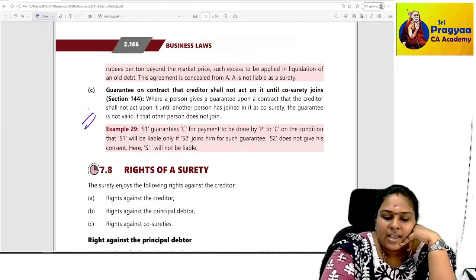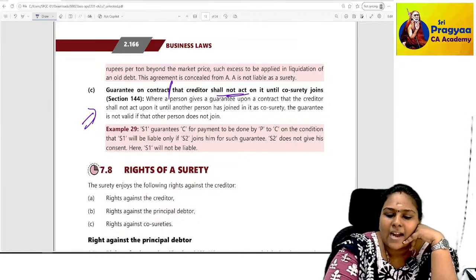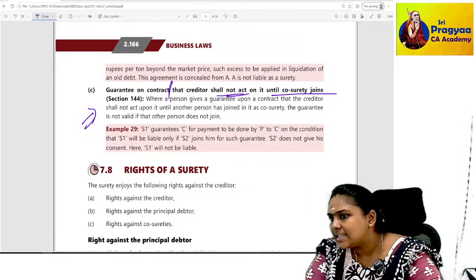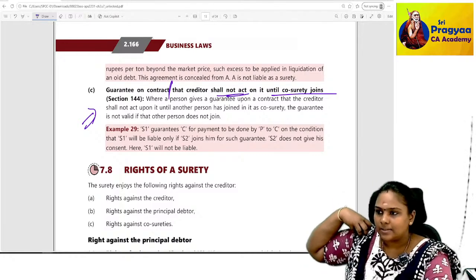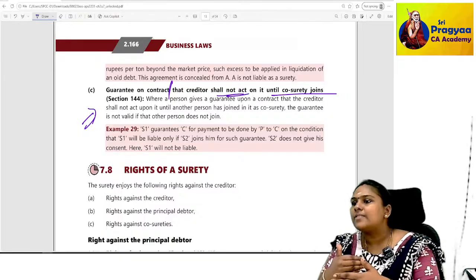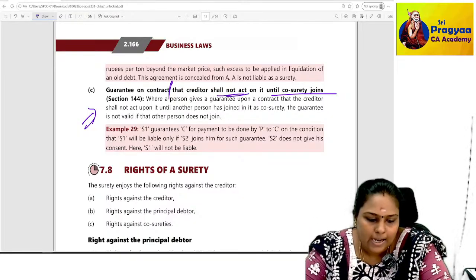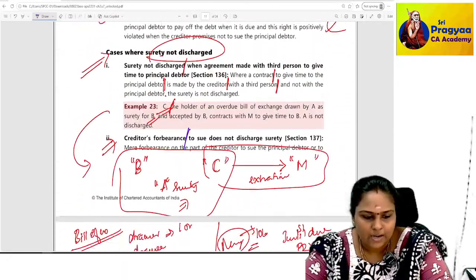Last one, guarantee on a contract that the creditor shall not act upon it until a co-surety joins. This point we have also already seen, which means what? Until and unless that co-surety joins, I will not stand as surety. So my surety will start when? Only if the other surety also joins in. Okay, so I'll give you a few minutes. Please go through whatever we have covered today.